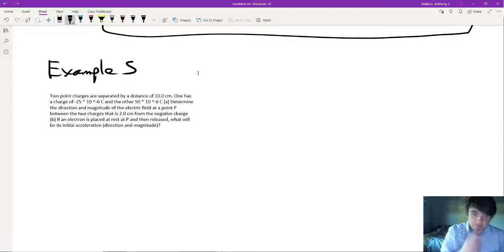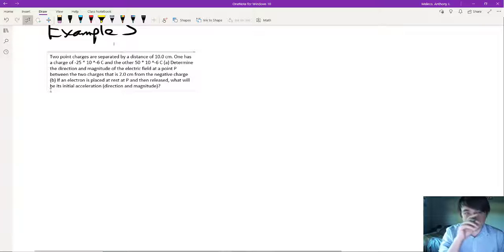Whew, that was a mouthful. And then if the electron is placed at point P and then released, what will be its initial acceleration? Okay, so let's go ahead and draw this system out.